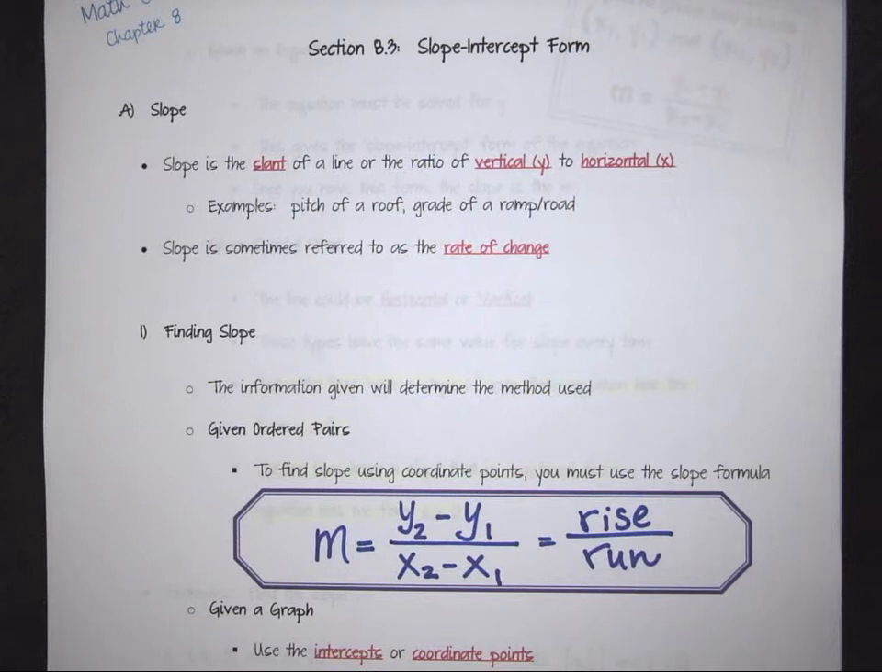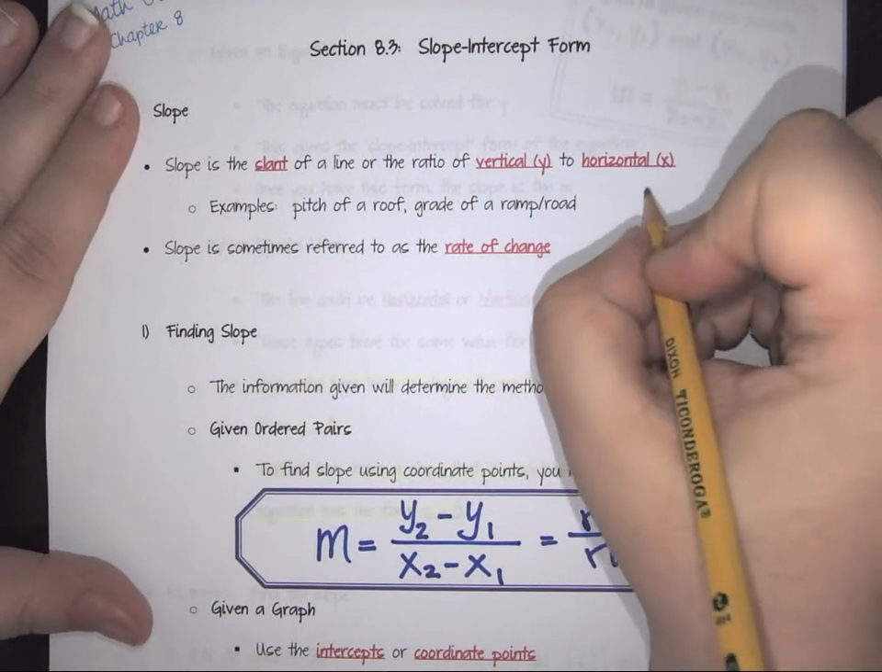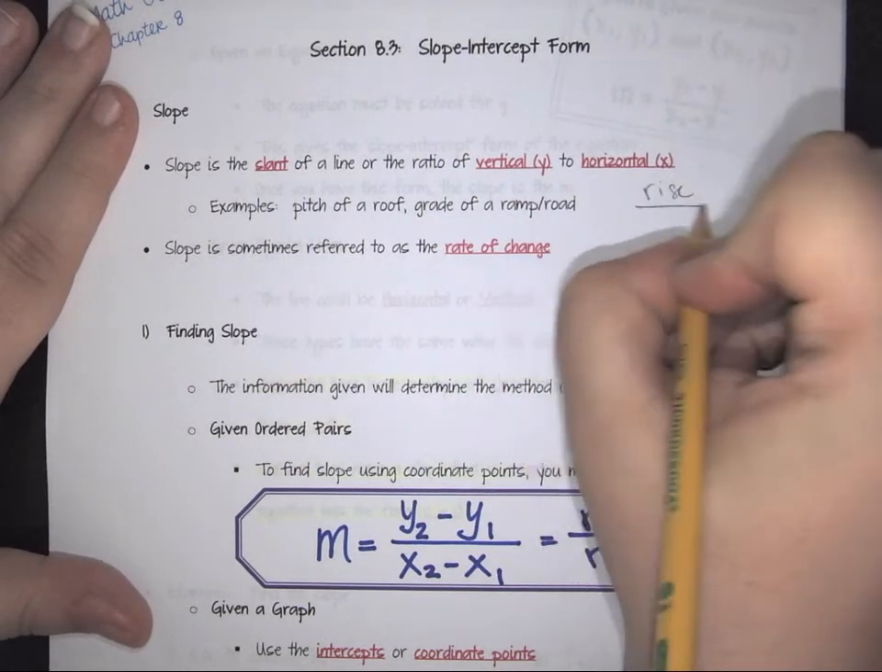So by definition, slope is the slant of a line. It is essentially the ratio of the change in your y value over the change in your x value. Most students should recognize it as rise over run.